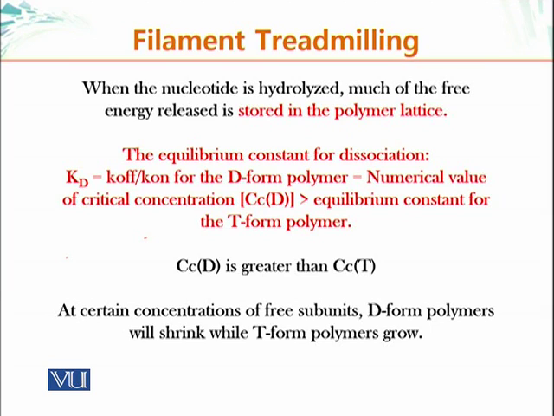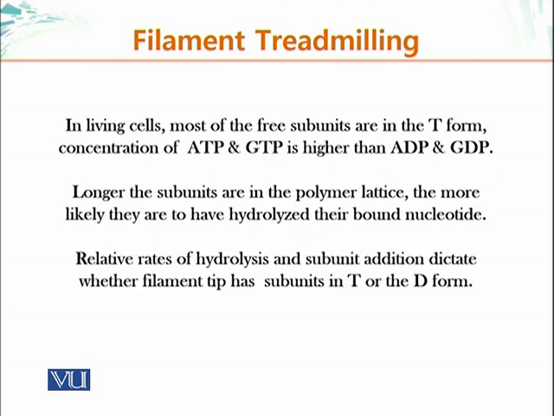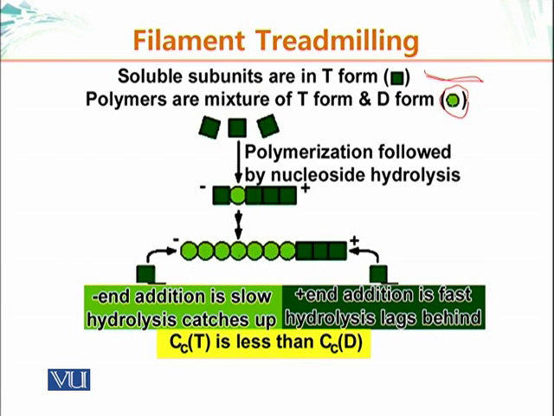Let me actually take you to a different slide where I can explain this to you graphically. I think it will be easier. Here, for example, we are looking at a slide in which monomers are coming together and forming a polymer. So the soluble subunits in T form are this square. When the monomers come together and form the polymers, they can hydrolyze their GTP or ATP. So the T form of the monomer is this box, and the D form of the monomer is this circle.